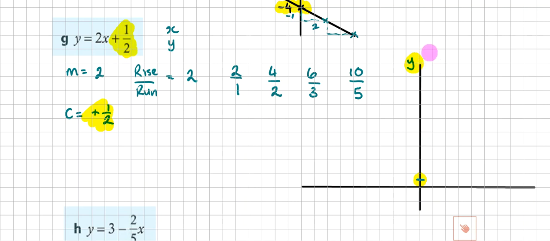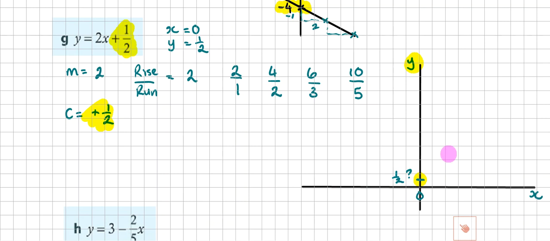What is the x-coordinate when the point is on the y-axis? 0. Okay? Because wherever that point is, this will be 0 on the x-axis, yeah? Right, so let's figure that out. If x is 0, it would be 2 times 0 is 0, plus a half. So y would be a half.